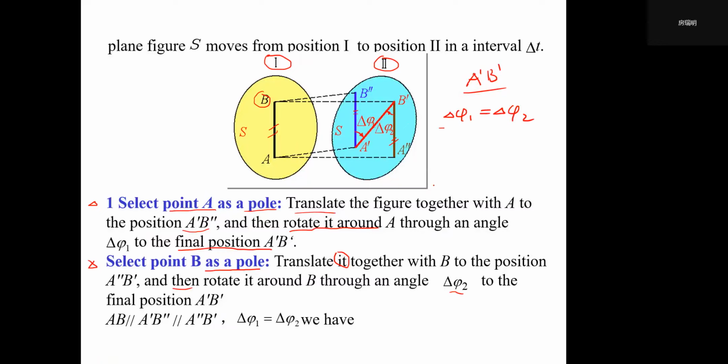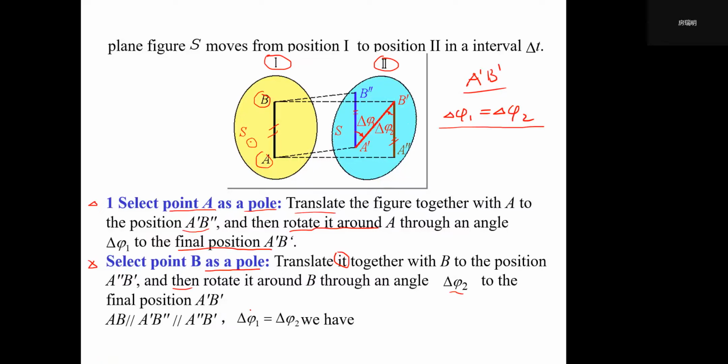That means this rotation component is independent of the pole you select, right? Whether we select A, select B, or select any other point as the pole, it will have no influence on the angle this figure rotates around the pole. So delta phi 1 will always equal delta phi 2.